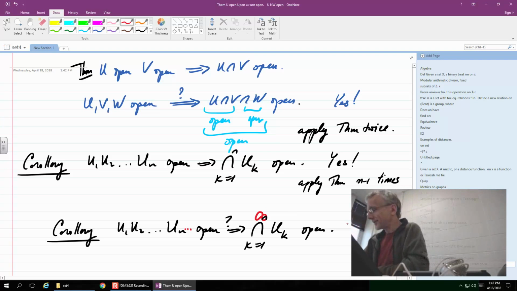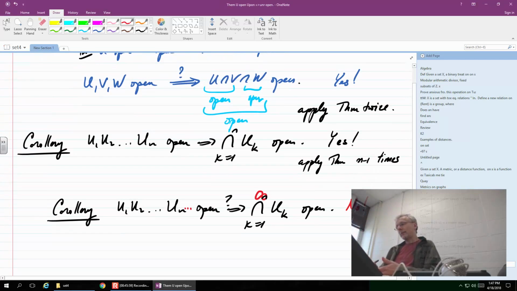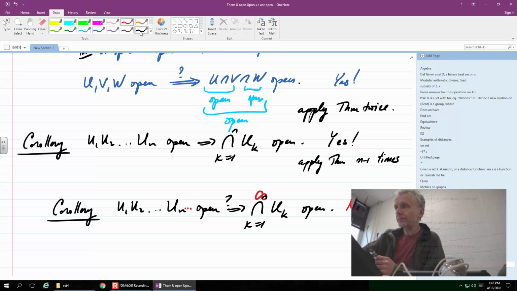the answer is no. So when you intersect infinitely many open sets, it's not necessarily open. Okay, can you think of an example with intervals? Intersect infinitely many intervals, the intersection is not open.